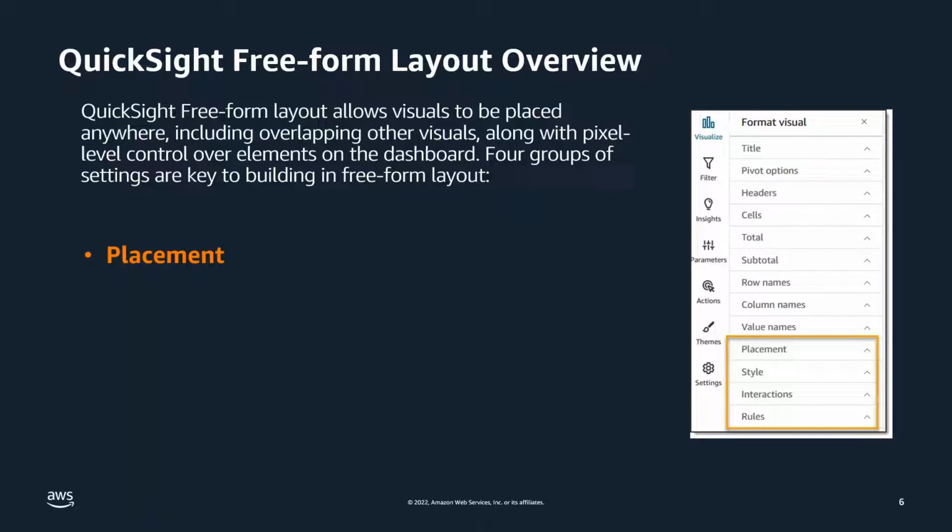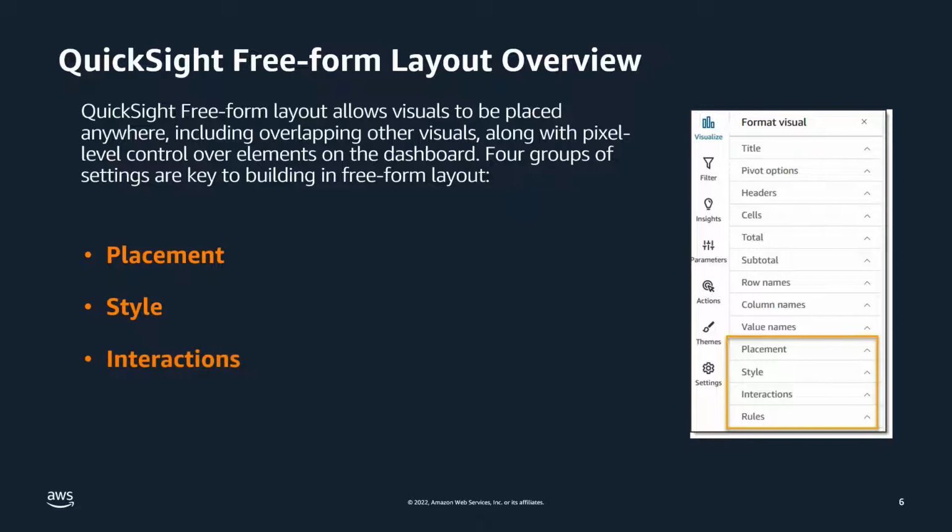The first one is placement. This lets you control the exact position and size of each visual in a dashboard. Then the style. With style controls, you can set the background, the border, selection colors, and the transparencies. This is extremely useful when you're laying visuals on top of each other for awesome effects.